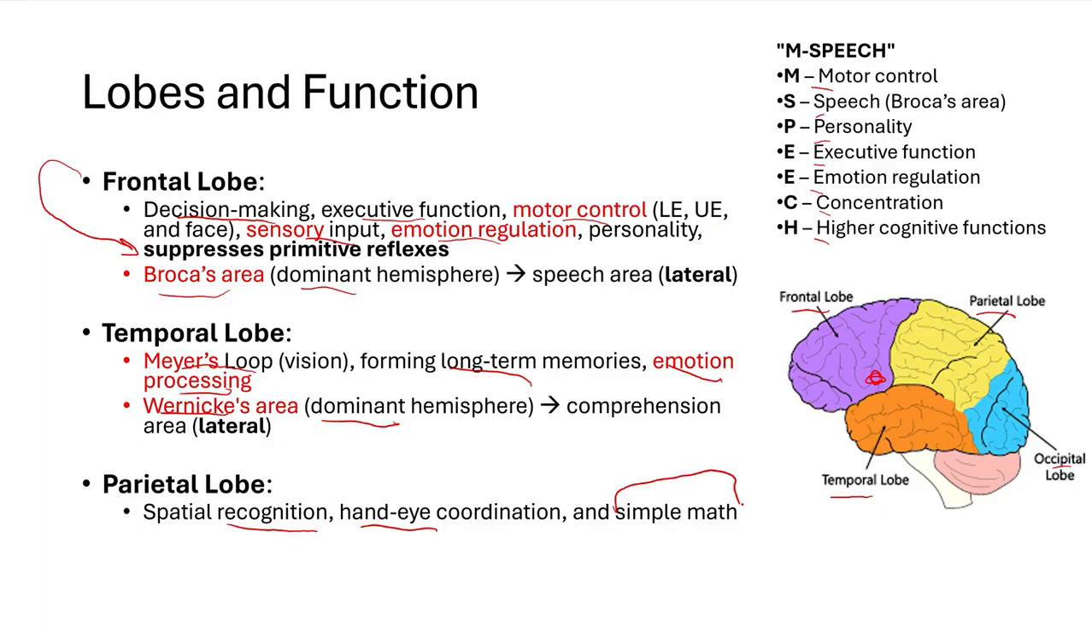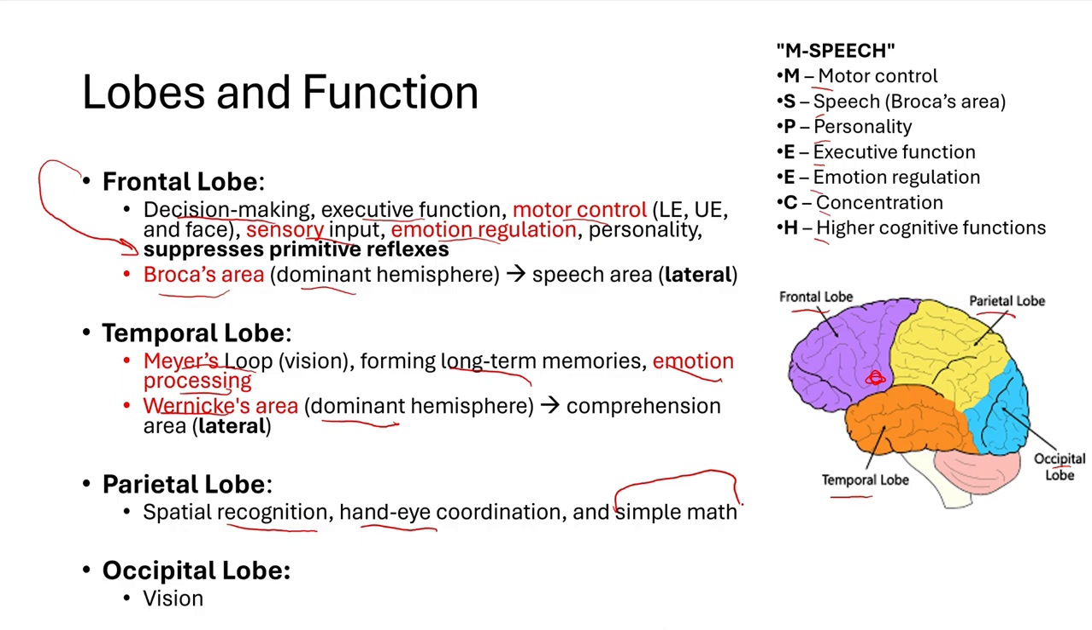The last lobe we'll discuss is the occipital lobe, which is mainly responsible for vision, as it contains the primary visual cortex, which processes everything you see, like color, shape, and motion. Now that you understand the primary functions of each of these lobes, understanding how they present when damaged should be a little bit more straightforward.